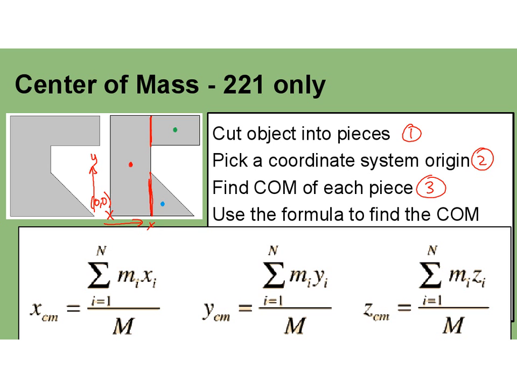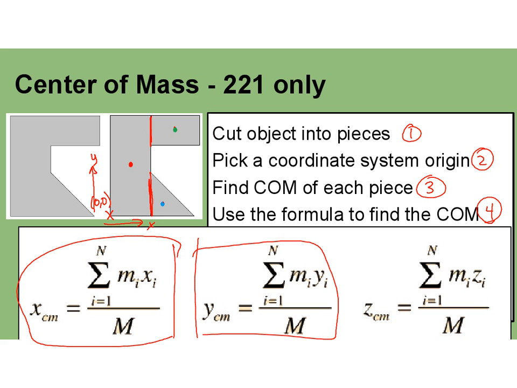So the red dot right here would be the center of that piece, and the blue dot and the green dot are the center of masses of those pieces. And then step 4, we can come in here and find the x coordinate of the center of mass, and find the y coordinate of the center of mass. And if needed, you could find z as well. On a flat thing, you'd probably just do the first 2 of those.